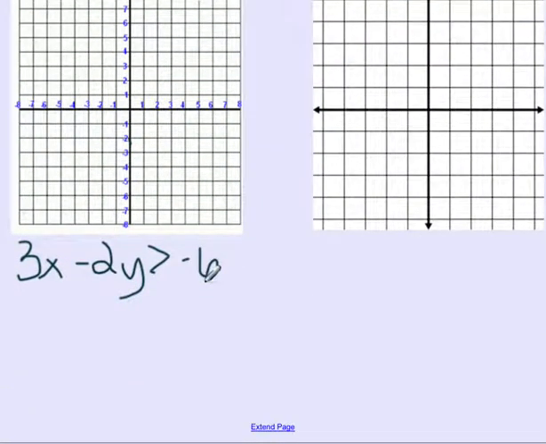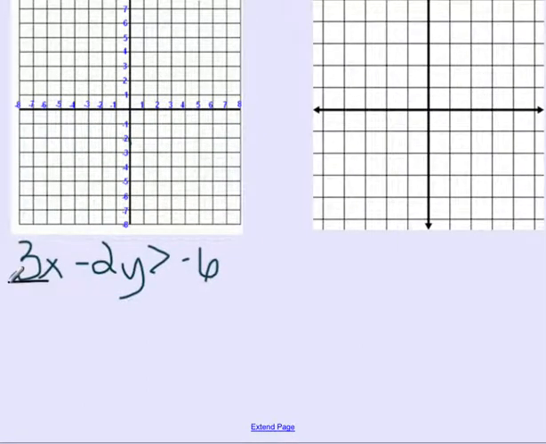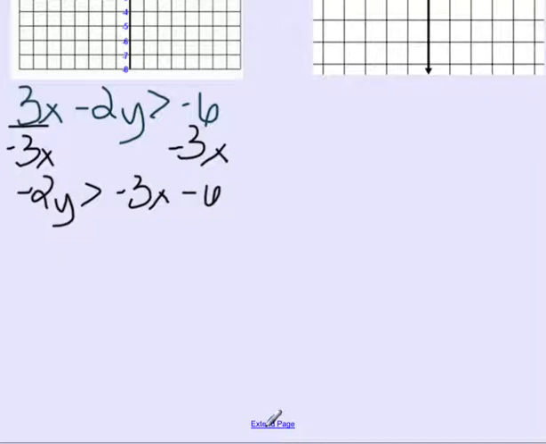So what I need to do is get y by itself. So the first thing I notice is that that 3x is positive, so I need to subtract 3x from both sides. So then I get -2y is greater than -3x minus 6. So now that -2 is being multiplied by the y. So to get rid of that -2, I'm going to divide both sides by -2. Now think way back to that unit when we did the inequalities in the first week of school. If you remember correctly, if you divide by a negative, you have to flip the sign. So I need to flip this and make it less than.